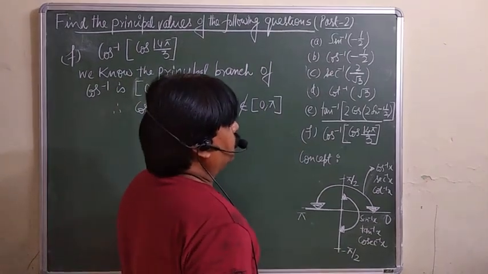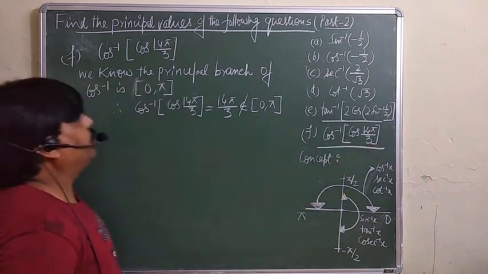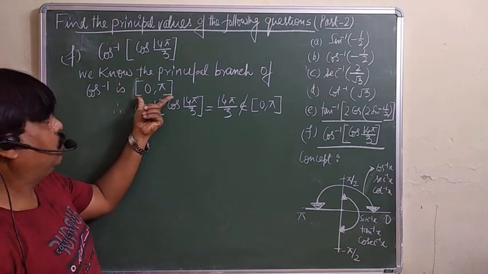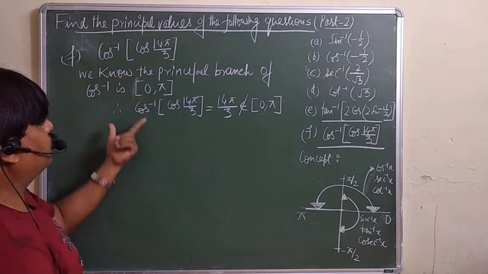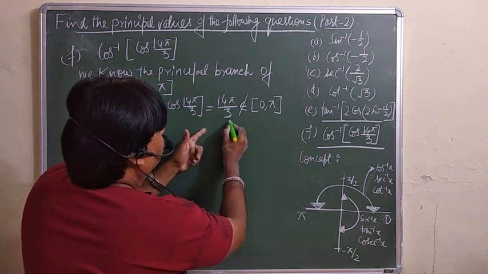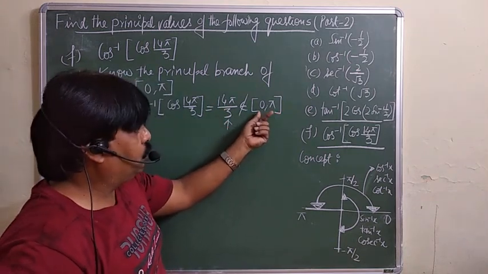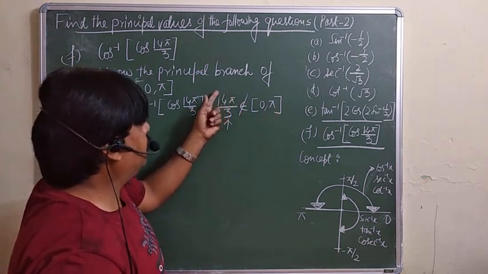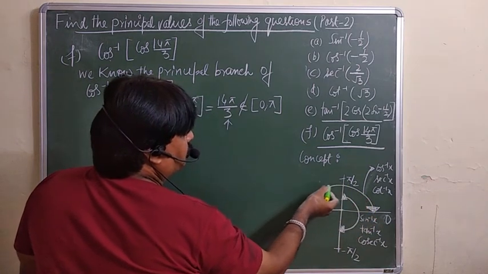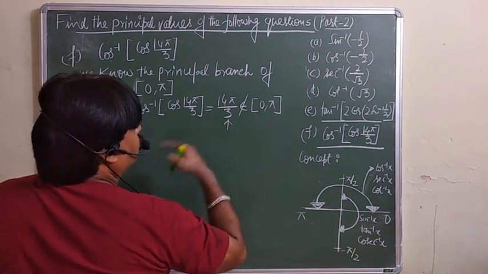So the last question is cos inverse cos 14 pi by 3. Already we know the principal value branch of cos inverse is 0 to pi in closed interval, means they both are included. 14 pi by 3 does not belong to 0 to pi, because 0 to pi means 0 to 180 degrees, but this value is more than that. It means we are supposed to change it.